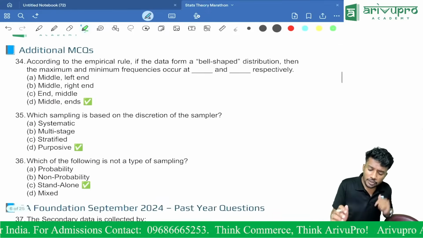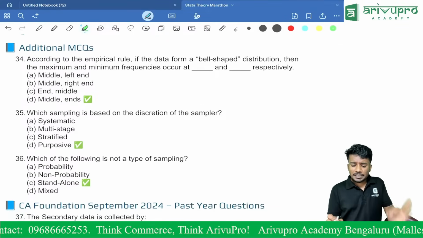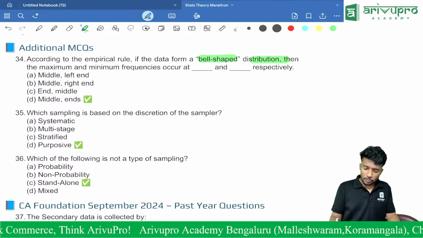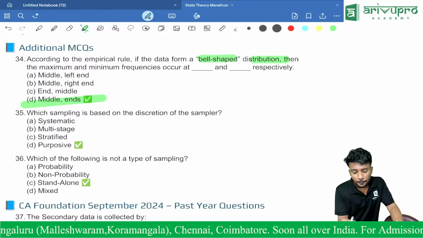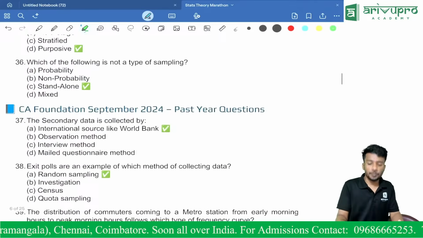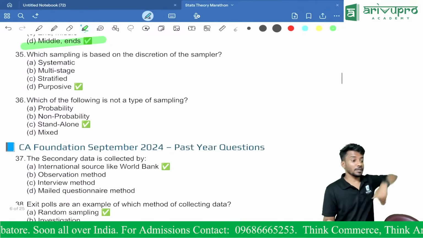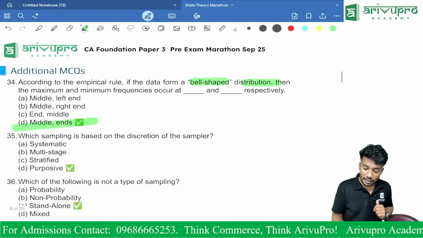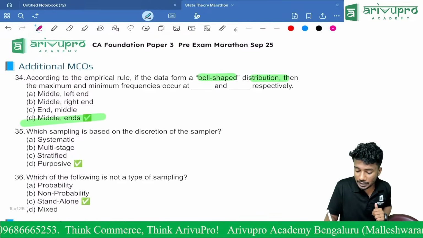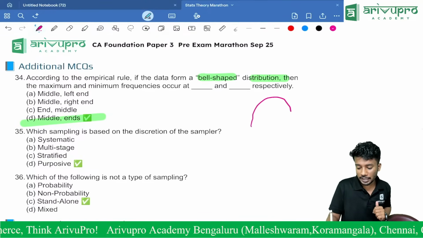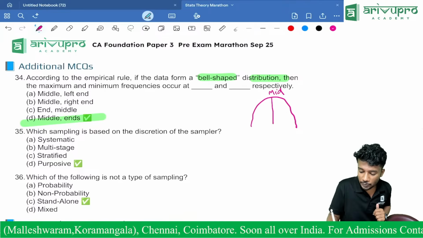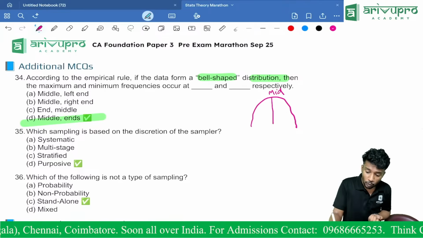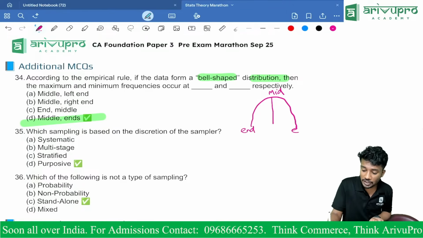Then, according to the empirical rule, if the data forms a bell-shaped distribution, then the maximum and minimum frequency occur at their middle and end respectively. Maximum at their middle, minimum at their end. It is called a bell curve. Bell curve looks like this. So the maximum occurs at their mid value, and the minimum occurs at their end point.